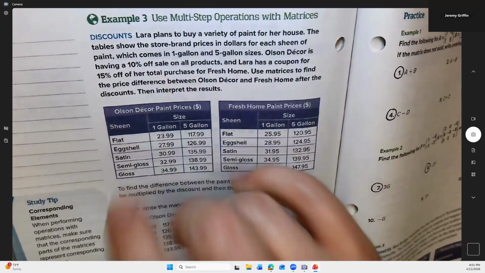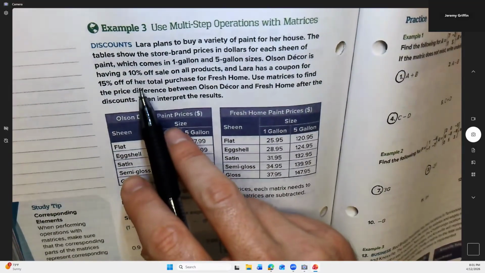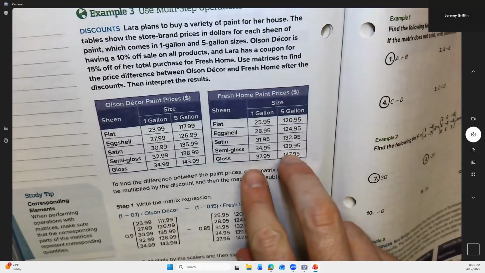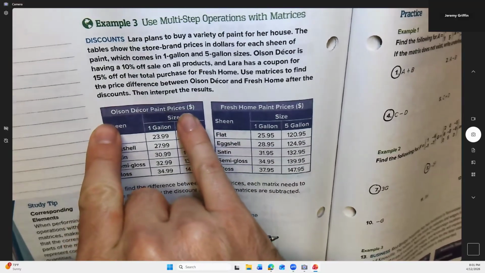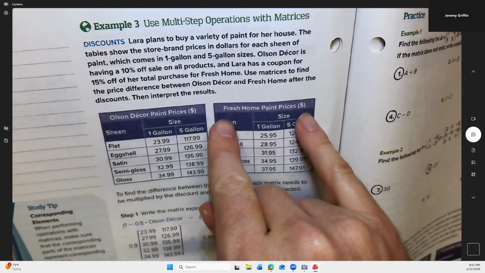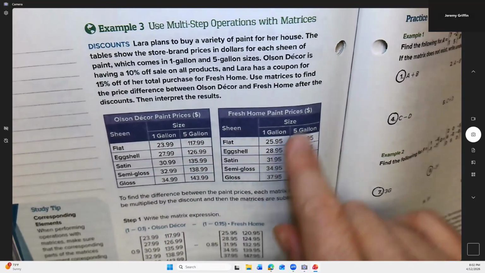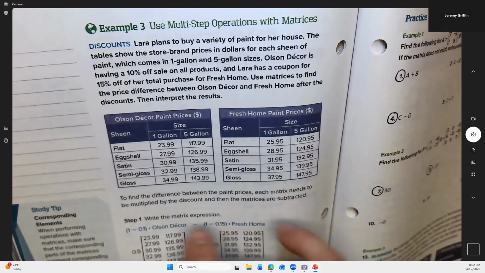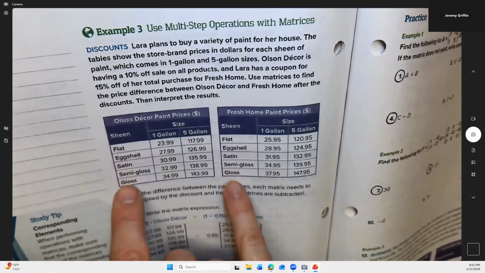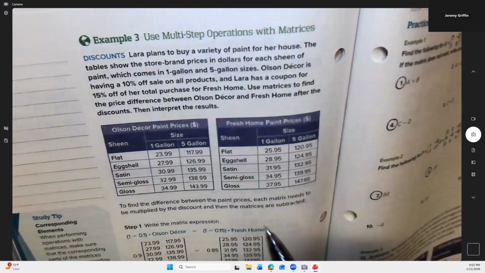Olson Decor is having a 10% off sale on all products, and Laura has a coupon for 15% off of her total purchase for Fresh Home. So we have Olson Decor over here, maybe one store, and Fresh Home over here, a different store. They each have 1 gallon and 5 gallon sizes of paint, in different kinds: flat, eggshell, satin, semi-gloss, and gloss. So we have categories and prices here.